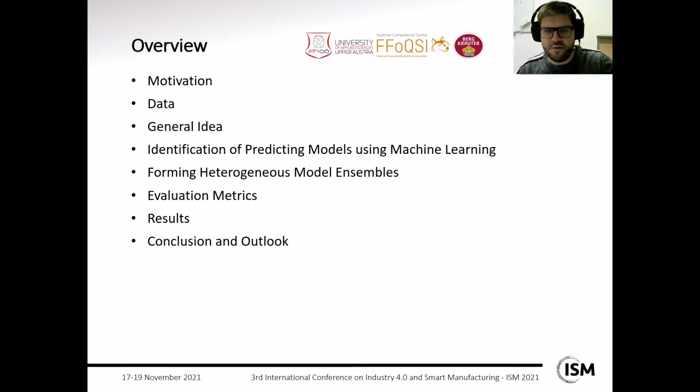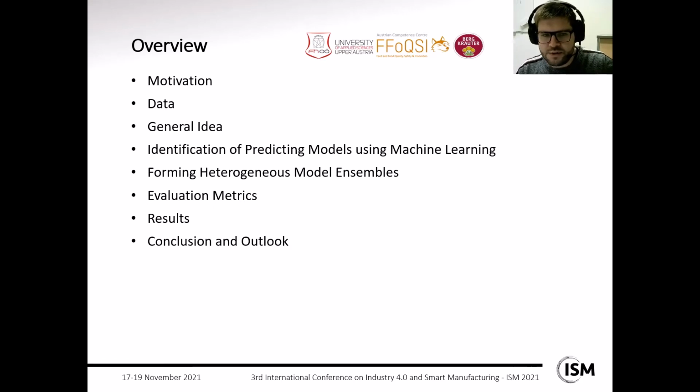I will start with the motivation of the topic. Then I will introduce the data, including some key numbers about the data. Then I will present you the general idea of the topic. Then the main part is how we identify the prediction models using machine learning and how we use those models to form heterogeneous model ensembles.